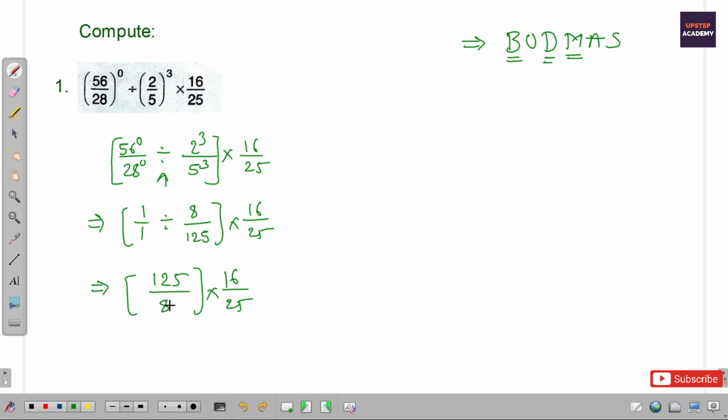Now here we can reduce the numbers. 8 into 2 is 16 and 25 into 5 is 125. So only the numbers 5 and 2 remain, and 5 into 2 is 10. So 10 is the answer of this given numerical.